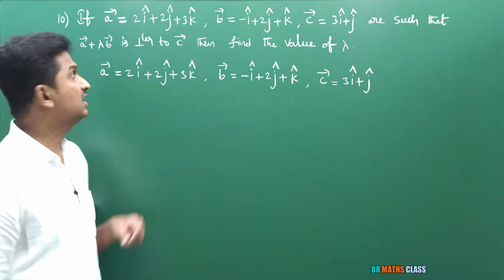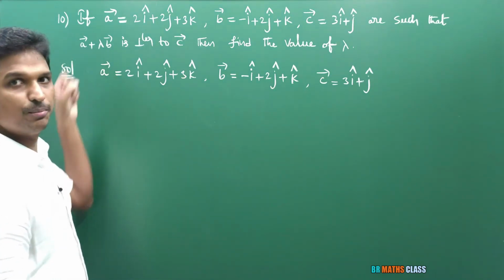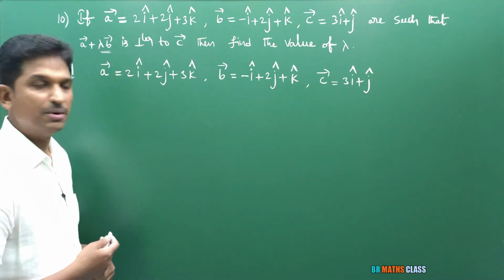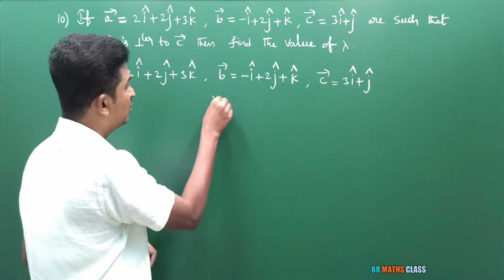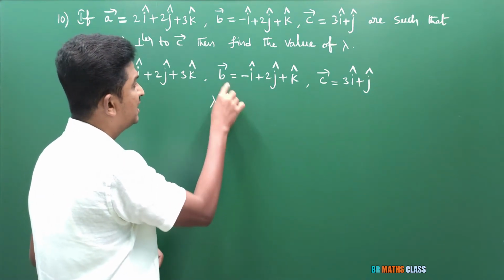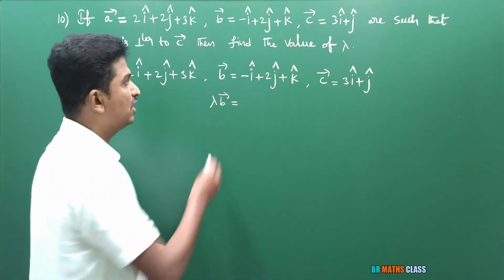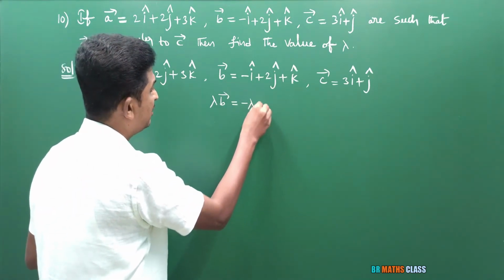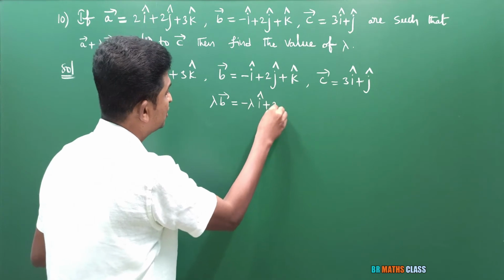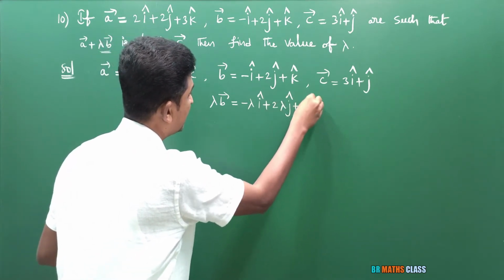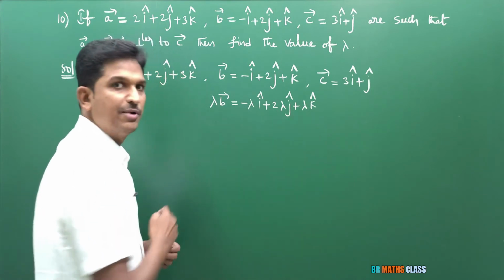Now I'll calculate the vector a bar plus lambda b bar. So first I'll calculate lambda b bar. As lambda is a scalar, what is lambda b bar? You multiply each element of this vector with lambda. Okay, what will you get? This is minus lambda i cap plus 2 lambda j cap plus lambda k cap. What is this? This is lambda b bar.